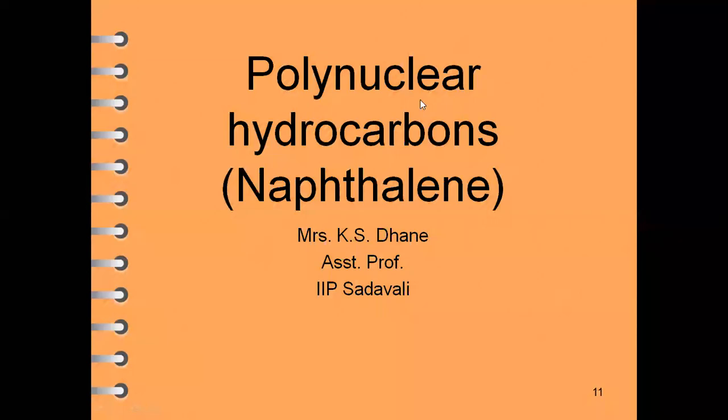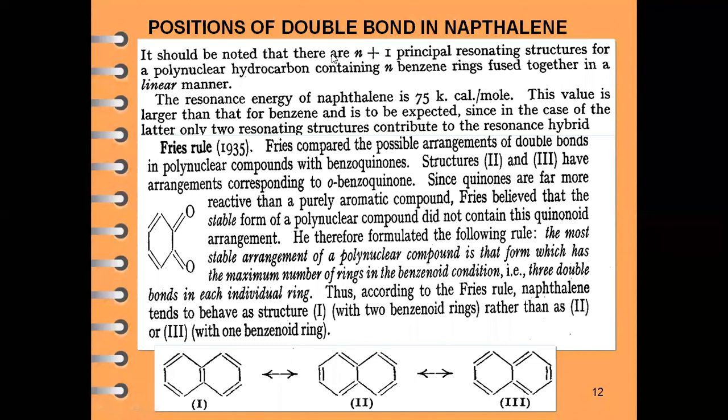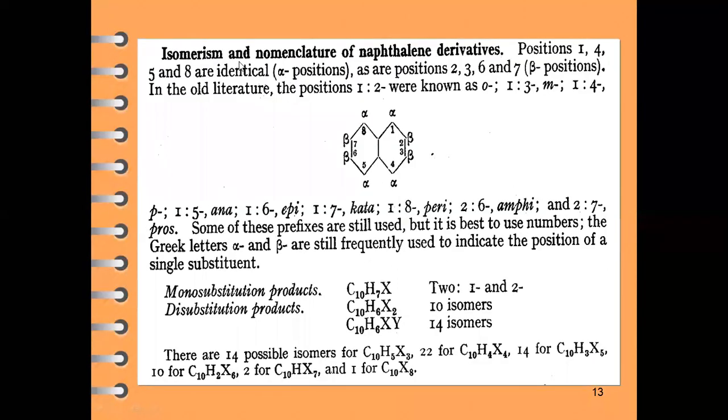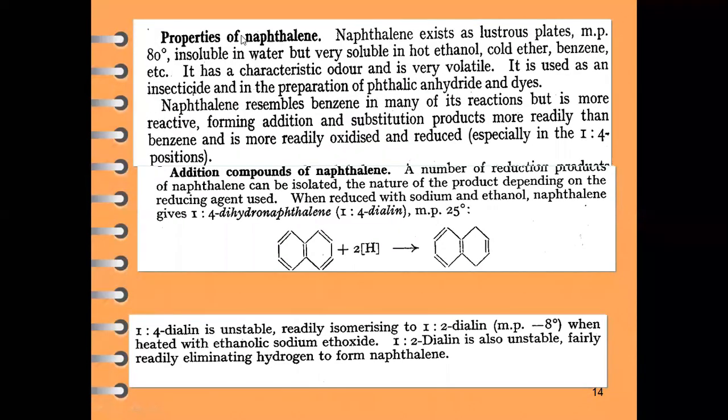So today we are going to discuss again the remaining part of naphthalene, that is naphthalene part 2. In today's lecture we are going to discuss how the position of double bond in the naphthalene is confirmed. Then we are going to discuss how the nomenclature of naphthalene should be done by common method and by IUPAC method. Again, we are going to discuss what are the physical properties of naphthalene, and followed by then we are going to start chemical reactions of naphthalene.